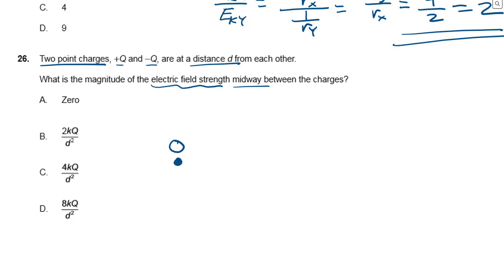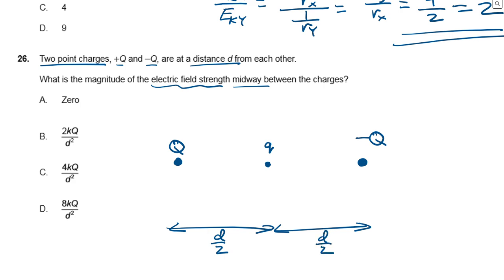We have q, and we have negative q. Let's take an arbitrary charge in the middle, let's take it as q. This distance is d. Let's put the distances somewhere here. This distance is d over 2, and so is this. If both of these are positive, right? Positive, positive.